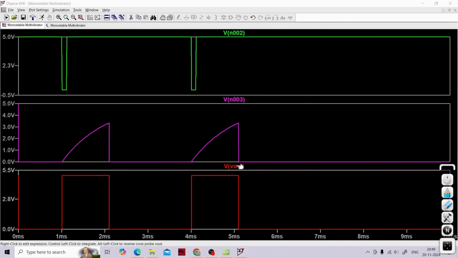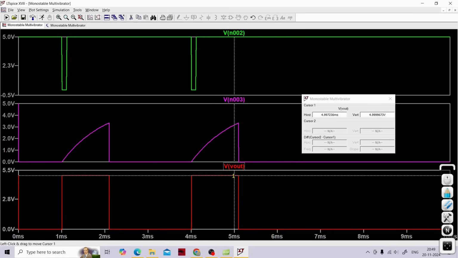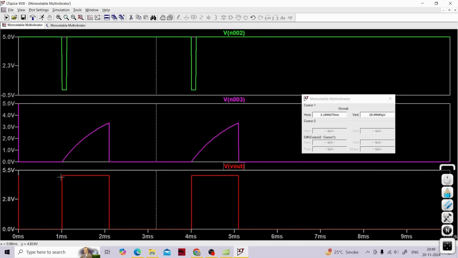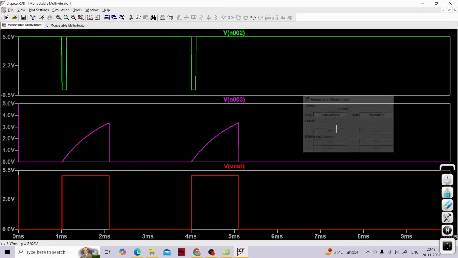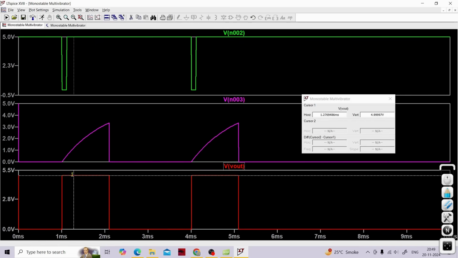We'll verify this as well, so don't worry about that. One second, let me move this cursor somewhere over here.